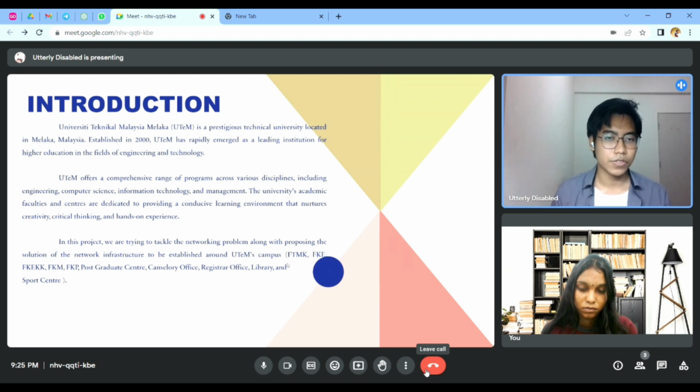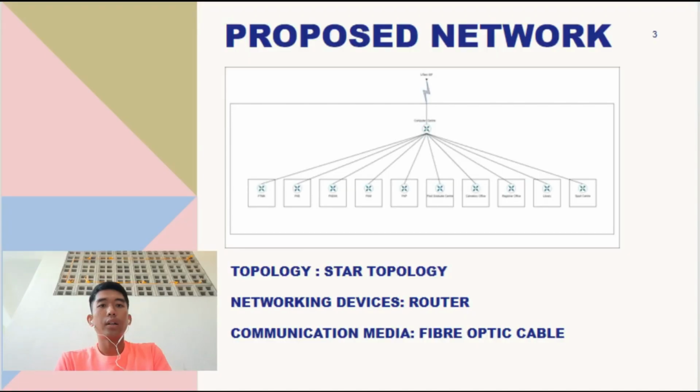So in this project, we are trying to tackle the networking problem along with proposing the solution of the network infrastructure to be established around UTEM's campus, which will include FTMK, FKE, FKM, Postgraduate Center, Chancellery Office, and so on and so forth.